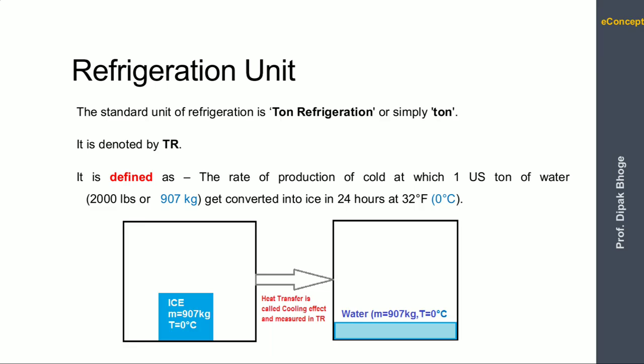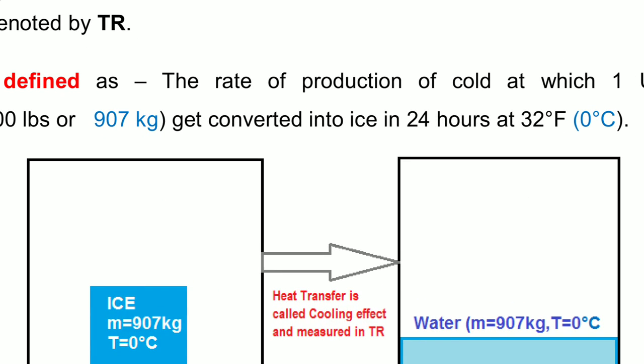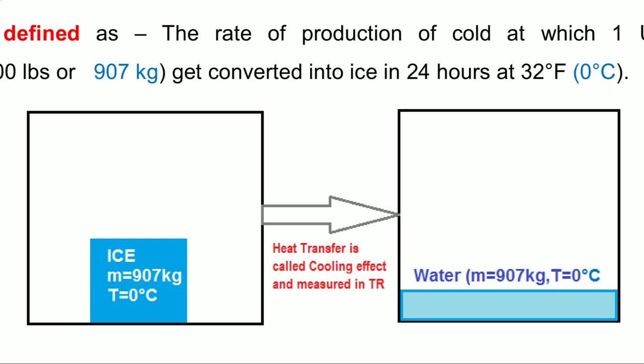So this refrigeration or cooling effect is measured in terms of TR, and it is defined as the rate of production of cold at which 1 US ton of water, that is 2000 lbs or 907 kg, gets converted into ice in 24 hours at 32 degree Fahrenheit or 0 degree Celsius. To understand this definition in detail, we have given here one block diagram.